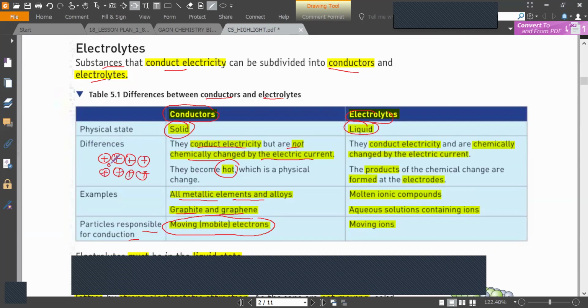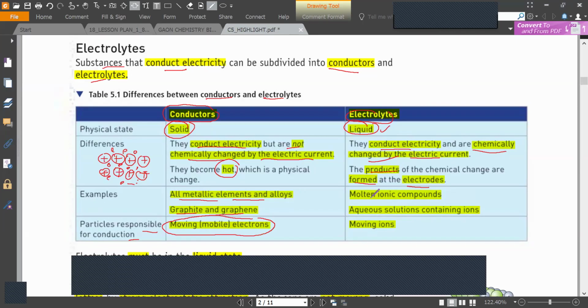Okay, this is the metal, and then there are a lot of electrons, the sea of electrons. And then electrolytes are liquids. They can conduct electricity, but they will take part in the chemical reaction. So the products will be formed at the electrodes.